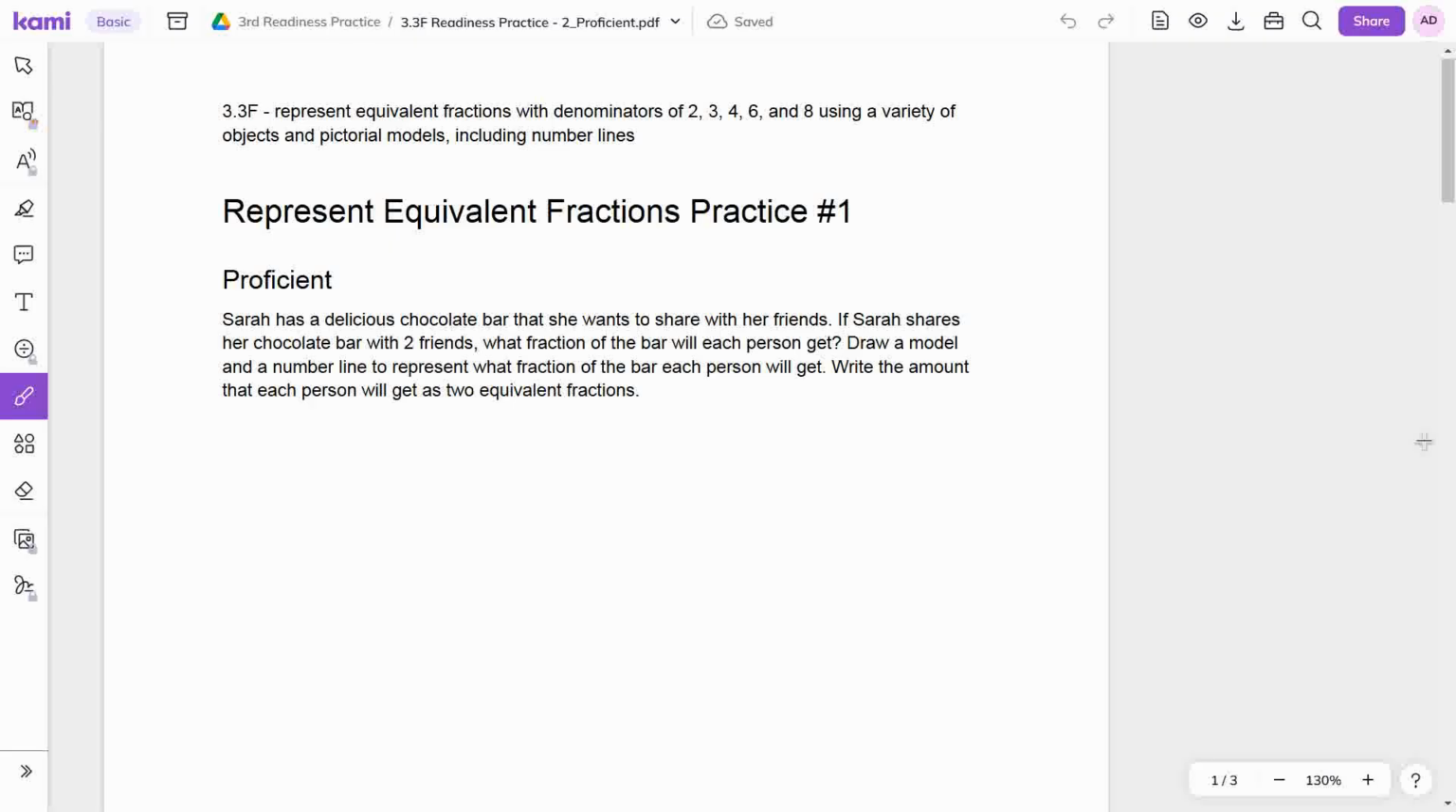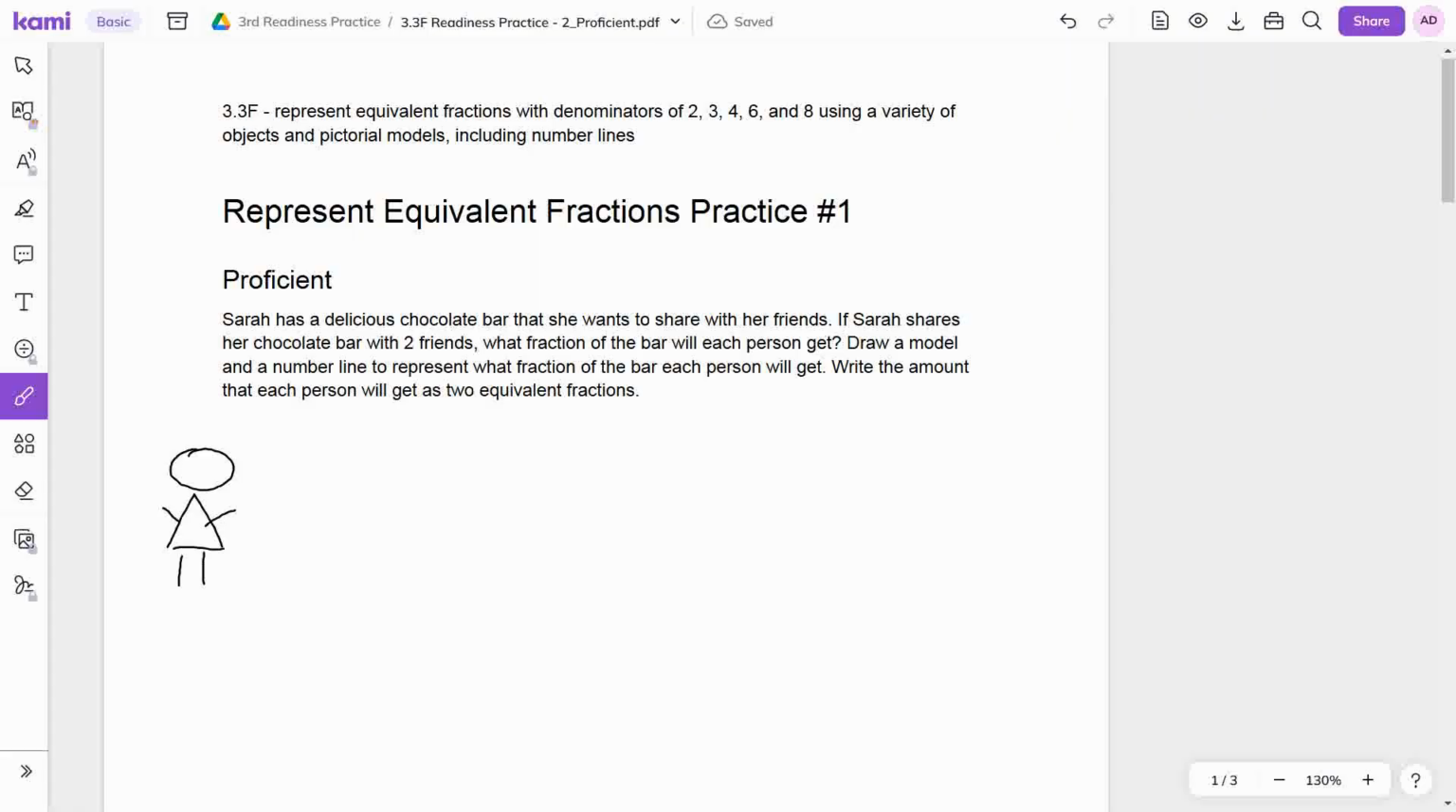So our first question talks about Sarah and a delicious chocolate bar she wants to share with her friends. She wants to share her chocolate bar with two friends. What fraction of the bar will each person get? Well, let's first draw what we see here.